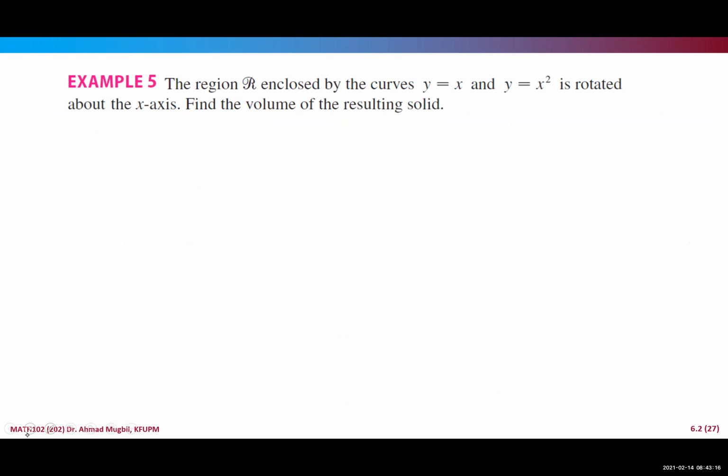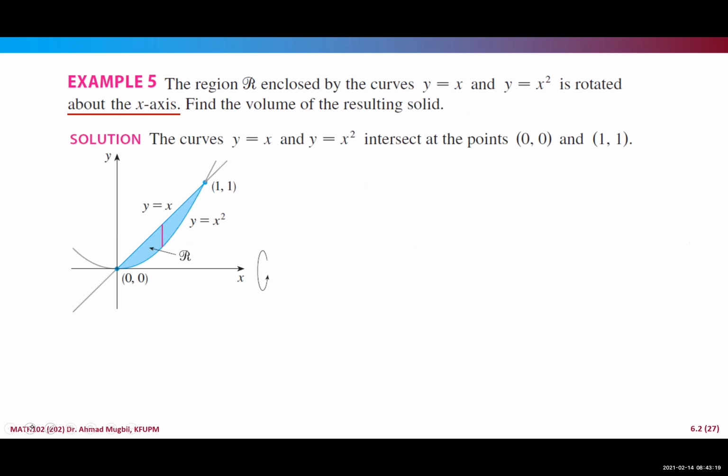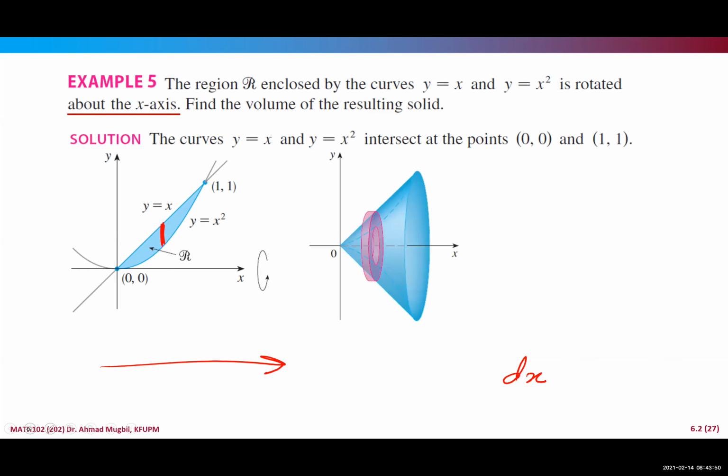Example: the region R is given. This is the region R, enclosed by the curves y equals x and y equals x squared, and it is rotated about the x-axis. Find the volume of the resulting solid. Because the axis of rotation here is a horizontal line, we will integrate with respect to x, because we will draw the line perpendicular to the axis of rotation. The cross section will be perpendicular to the axis of rotation.